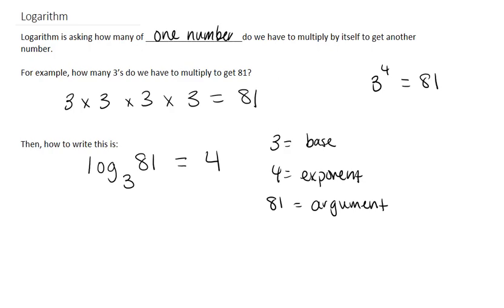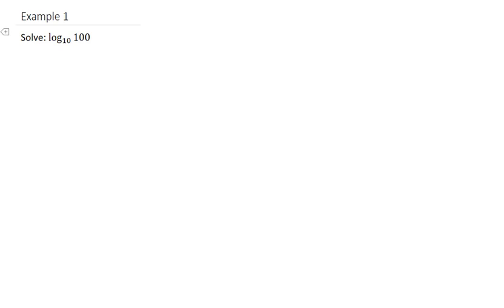Now let's go over some examples. Example 1, solve for the following. We have the log base 10 of 100. So what we're asking is, we have our base number, we have our argument, and we're asking how many copies of 10 do we have to multiply to get to 100.